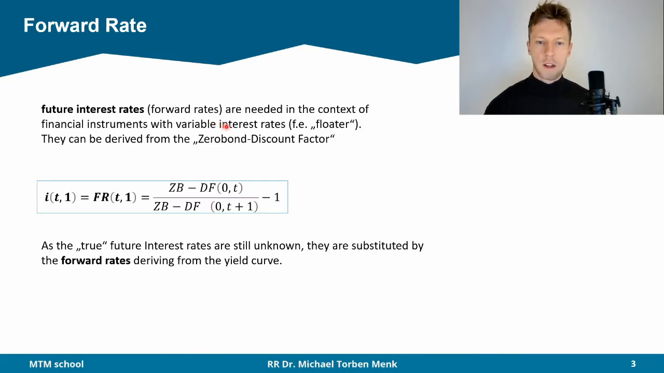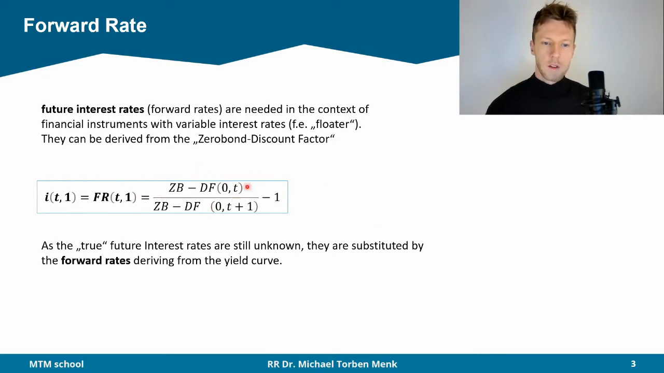Here I have an example. They are needed for products like floaters, or another example would be a swap, an interest swap. We come to an example with an interest swap in this video. And in order to mathematically derive the forward rate from the yield curve, you need this formula.